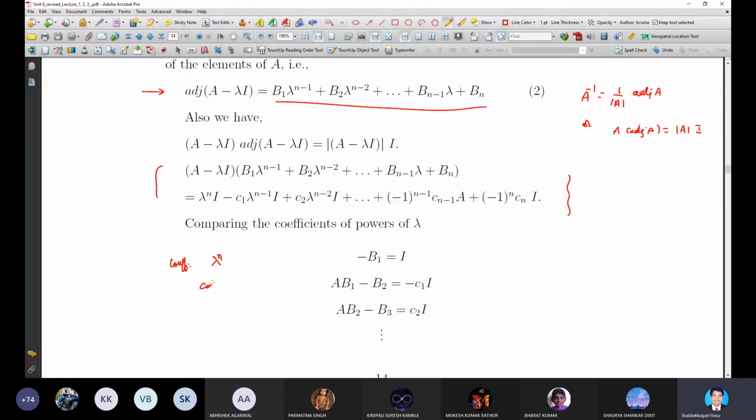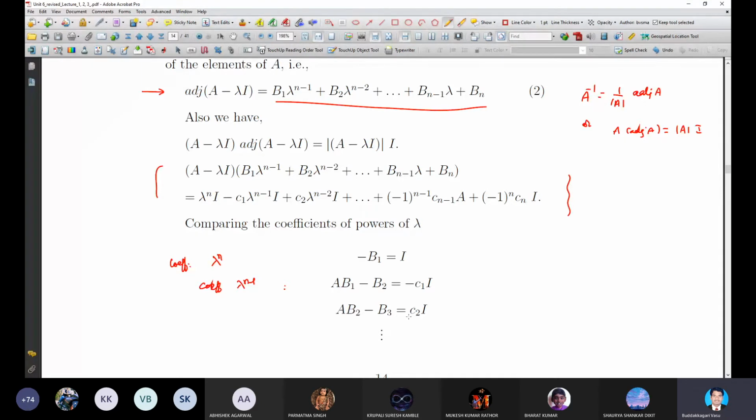Next, comparing the coefficients of lambda power n minus 1. This one, lambda power n minus 1, will be obtained if we multiply A with lambda power n minus 1 into B1, that is A B1, minus lambda multiplied with lambda power n minus 2, then it also results in the lambda power n minus 1 coefficient. So minus B2, A B1 minus B2. This is the LHS part where the coefficient of n minus 1 can be obtained. On the RHS, what is the lambda power n minus 1 coefficient? Minus C1 into I.